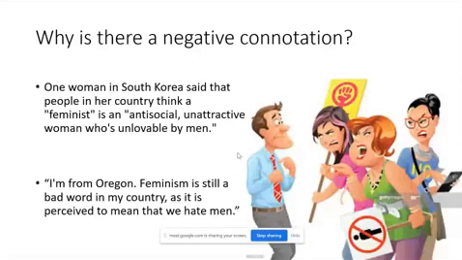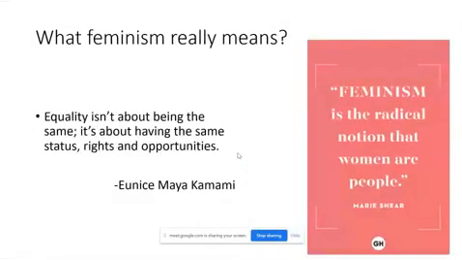And then there's another woman from the US, and she said, feminism is still a bad word in my country. It has got a lot of negative connotation. It's got a lot of baggage. As feminism is actually understood to mean that we hate men. Now, where does all this come from? So basically, this is because underlying feminism is the false understanding or the misconceived notion that when feminists are talking about equality, they are actually talking about being the same as men.